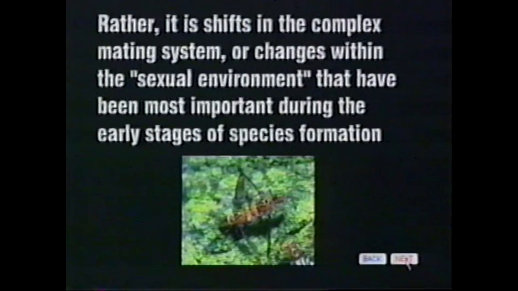So I just wanted to make the point that we can do chromosome studies, we can do studies of the enzymes using starch gel electrophoresis, DNA studies, and so on to look at the genetics. But it turns out that the most important differences that we see in these flies is in the complex mating system. And it's the shifts in the mating system or changes within the sexual environment that has been the most important, at least during the initial stages of species formation. So we focus a lot of our work in the last 15 or 20 years now in analyzing the genetics of the mating behavior.